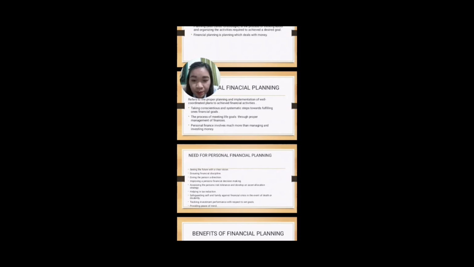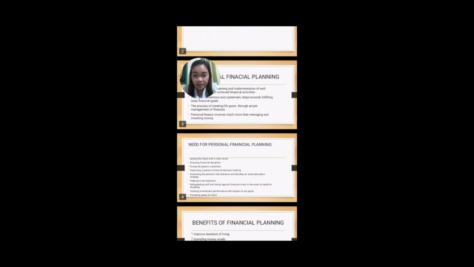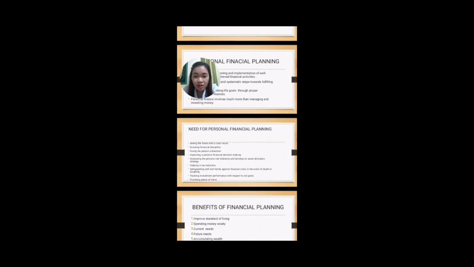Improving a person's financial decision making. So, financial planning helps a person in making right decisions about spending and also investments and availing of loans at the appropriate time. We need to improve a person's financial decision making, para dili siya sayop-sayop. We make the right decision on how to spend and invest our money. Okay, next is assessing the person's risk tolerance and developing an asset allocation strategy.